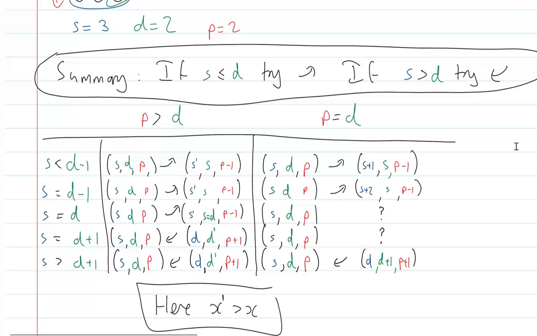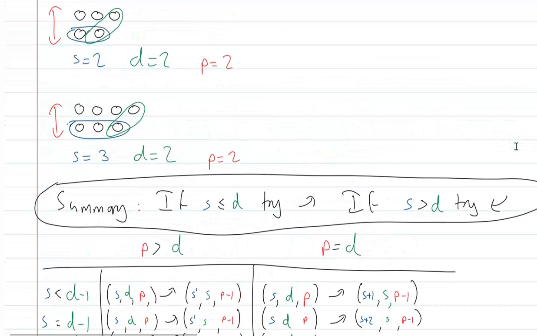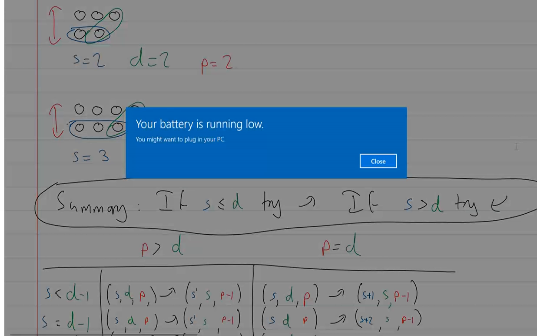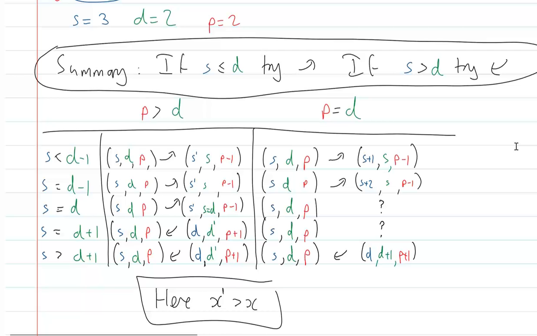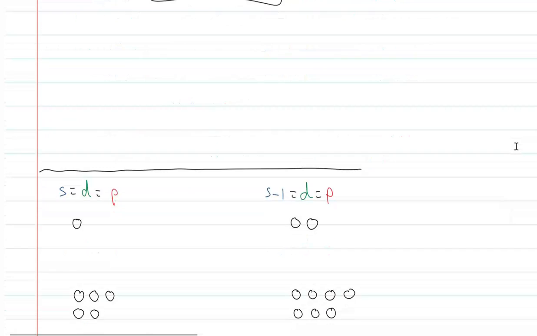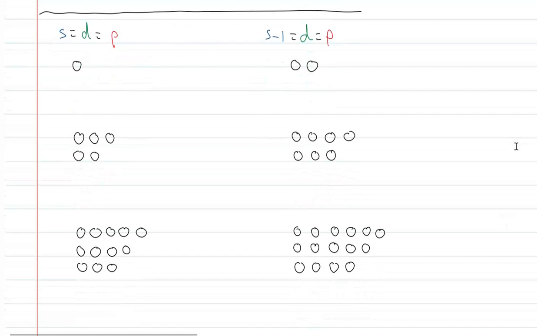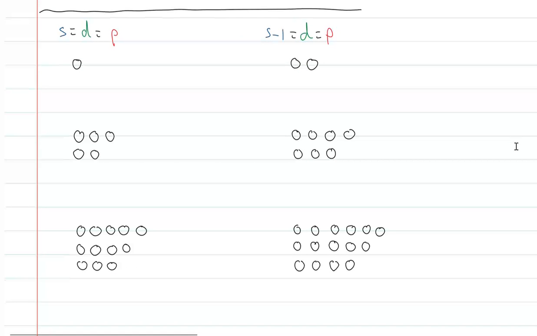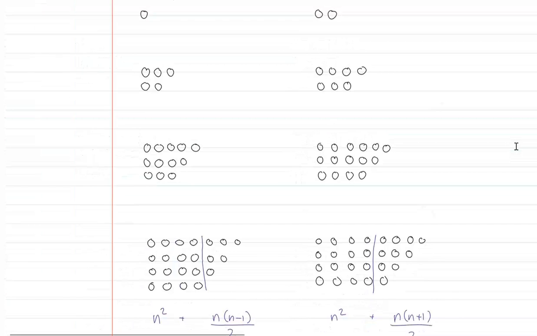And the only ones where we have difficulty are exactly the ones we anticipated having difficulty with earlier, which are when P equals D and when S is either equal to P or 1 more than P. In particular, we have difficulties when S is D is P and when S minus 1 is D is P. Here are the diagrams for those. So P is 1, 2, and 3. And we can see that for each of these cases, it's quite easy to develop a formula.